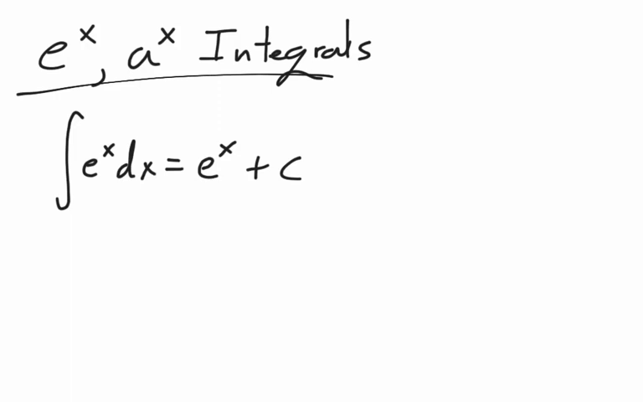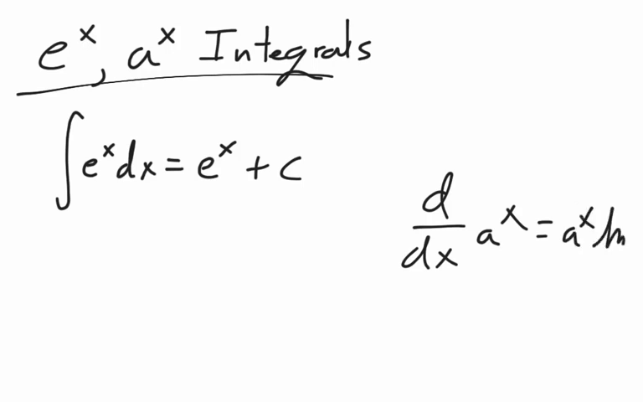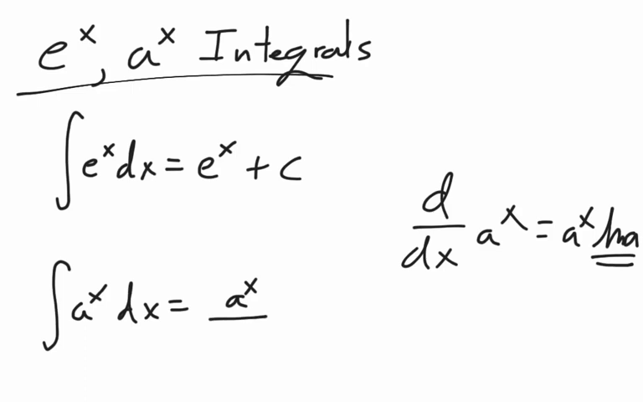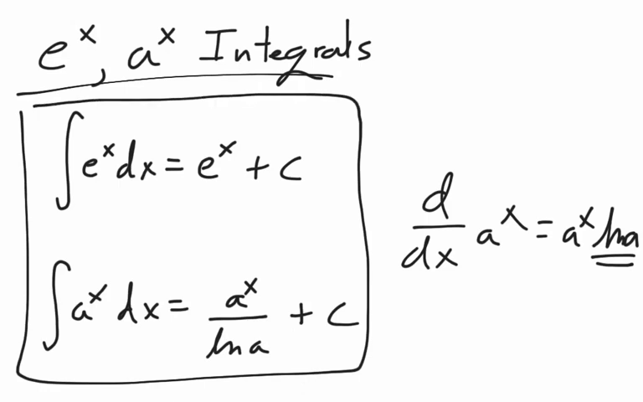And then remember that the derivative of a to the x is similar, so it's a to the x, then we have the natural log of a come out with multiplication. When we integrate, because we're going backwards, the integral of a to the x dx is going to be a to the x, but instead of multiplying by the natural log of a, we're going to divide by the natural log of a. And so the integral of a to the x dx is a to the x divided by natural log of a plus c. So these are the two main integrals that we're working with.